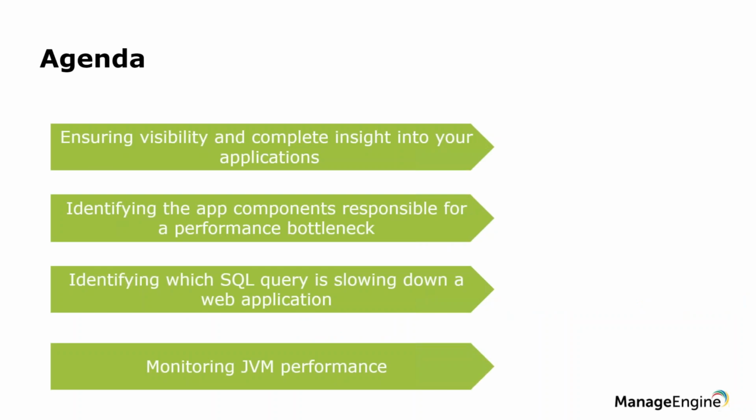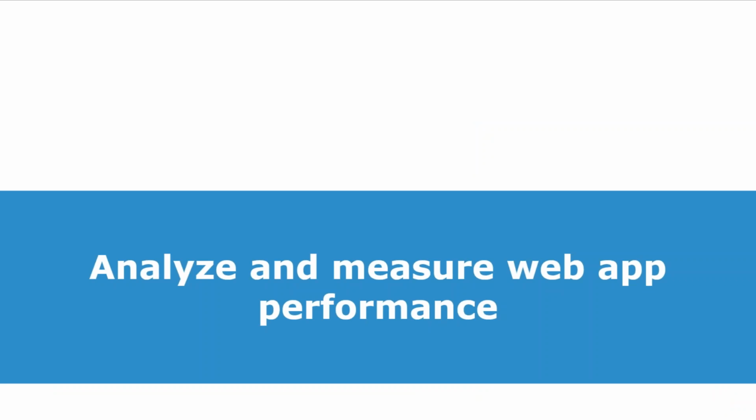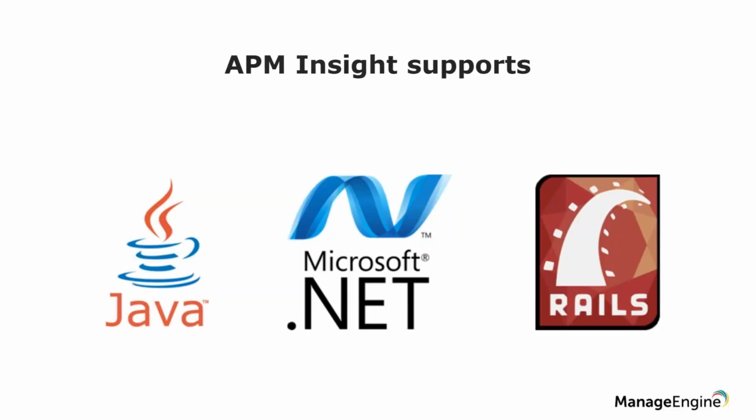So in today's session, we'll be looking at how an end-to-end transaction can be monitored across your entire application infrastructure to ensure visibility and have complete insight of your application, to identify if there is any performance bottleneck in your application components, identify if there are any SQL queries slowing down your web app, and monitor JVM performance. To analyze and measure web app performance, we have an agent called APM Insight, which supports web apps built on Java, .NET, and Ruby on Rails.